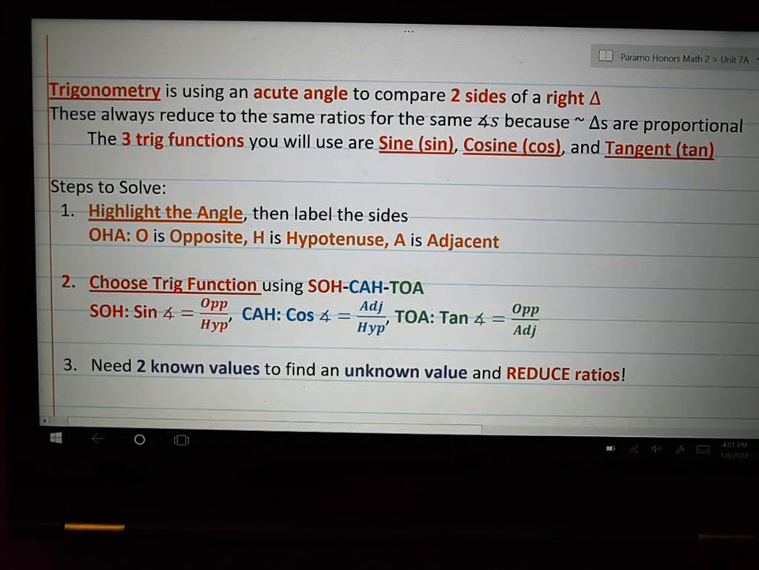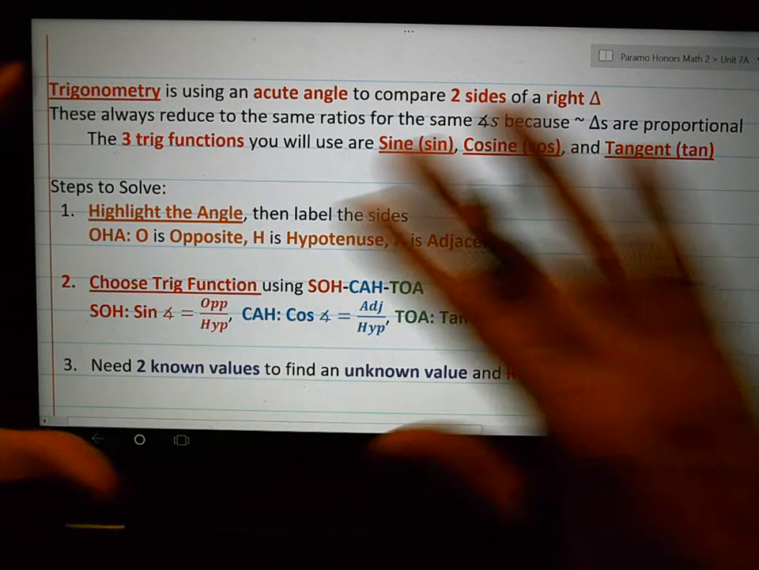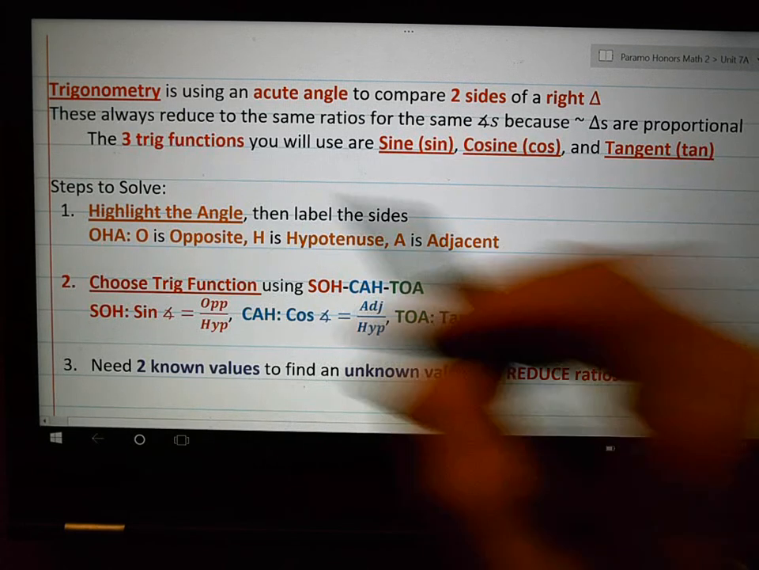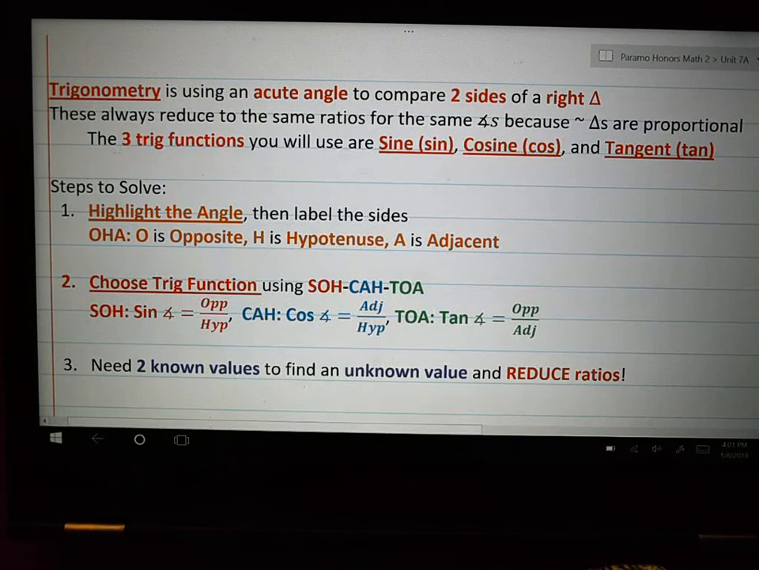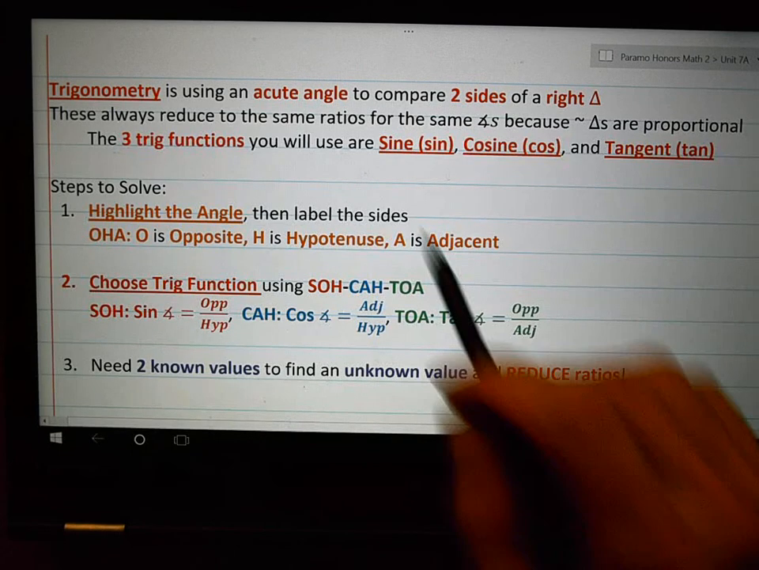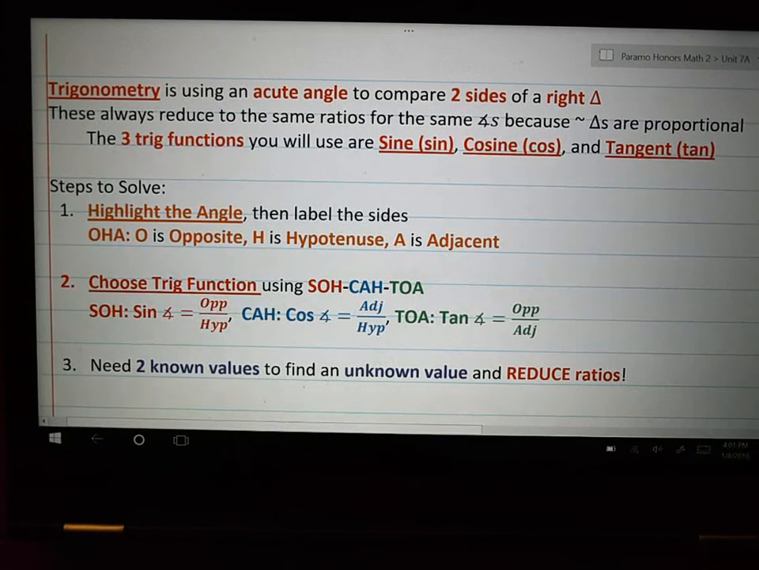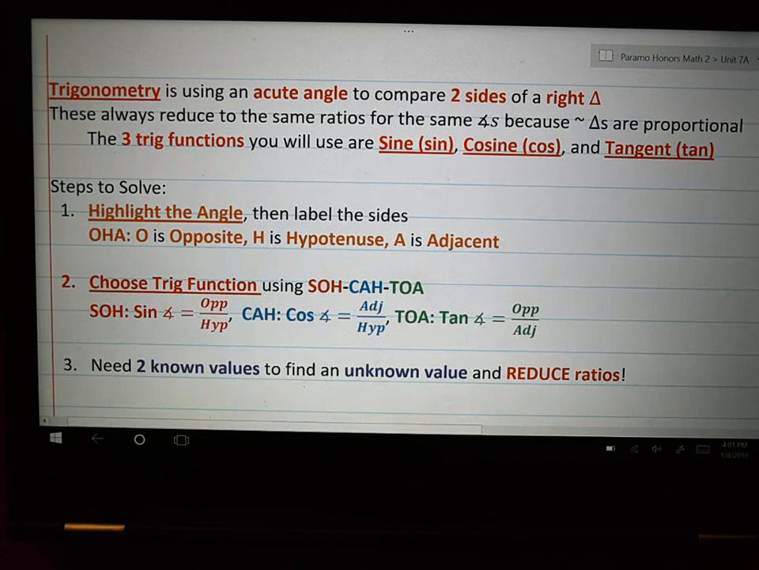And it sounds like you guys have all written down all this information, so I want to go through it with you so you have an idea of what you wrote down and what you're learning about. Today you're learning trig. What we are doing with trigonometry is using acute angles to compare two sides of a right triangle. We might be comparing the opposite side and the adjacent side, or the adjacent side and the hypotenuse, things like that.